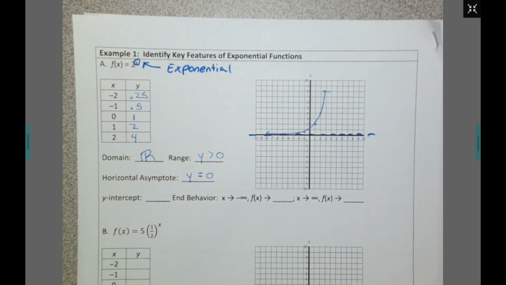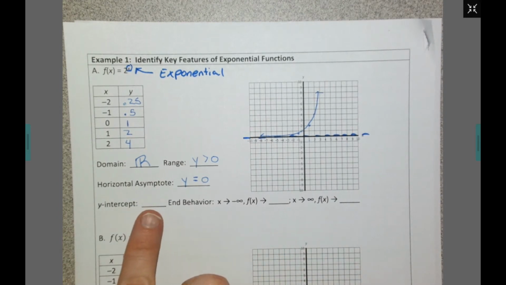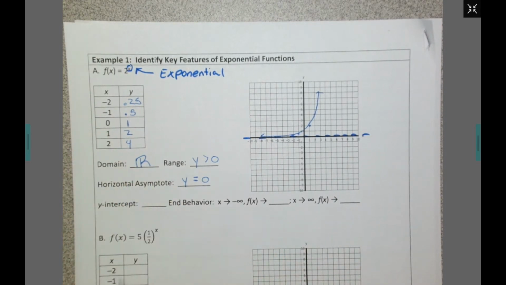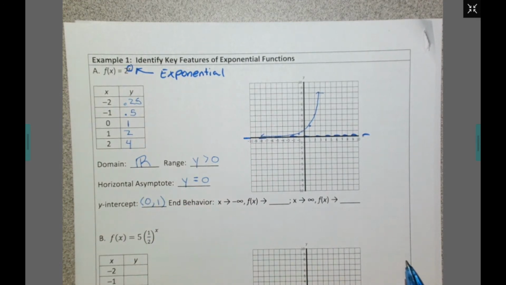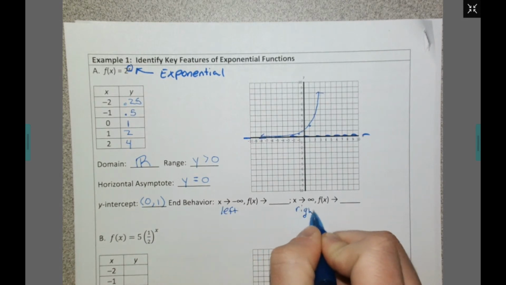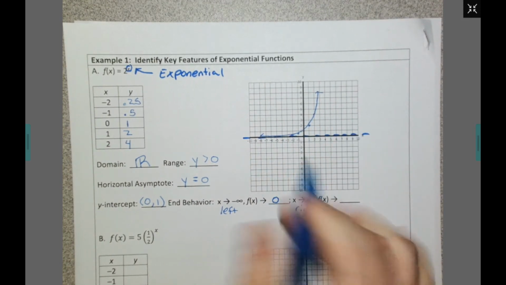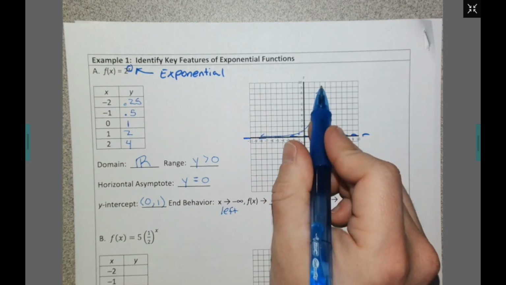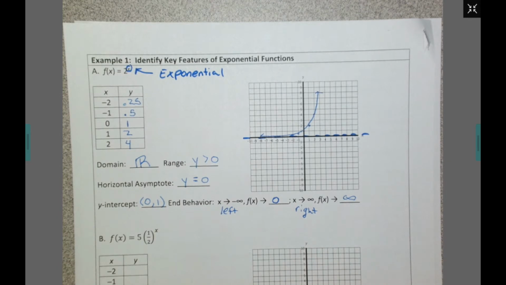And then the last things we want are the y-intercept and then the end behavior. Y-intercept is whatever my y value is when x is 0. So in this case, we're going to have a y-intercept at (0, 1). And then end behavior asks me what the graph is doing as I go to the left and as I go to the right. So as I go to the left, my graph is approaching 0. It's approaching it but not touching it. And then as I go to the right, it's going up forever. So we are going to positive infinity. So that would be a basic exponential function right there.